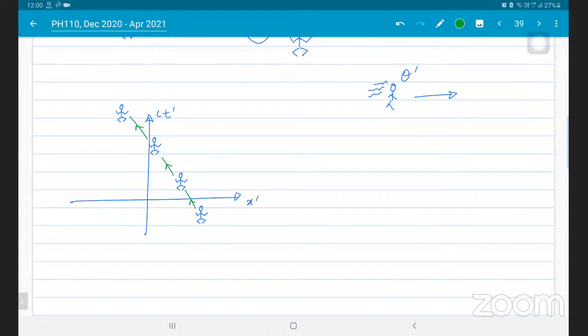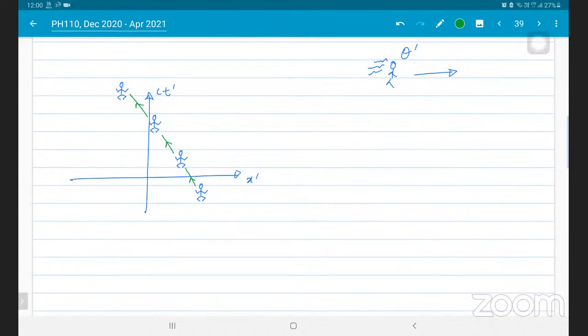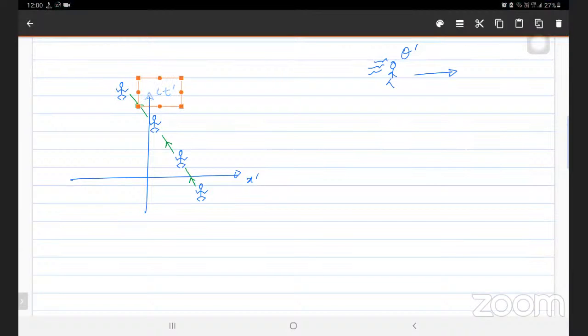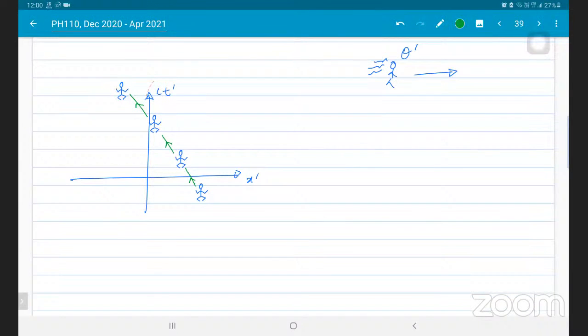Okay, sir. Sir, why isn't the runner moving vertically with respect to time? The runner is moving vertically. This is the runner, this vertical axis. Any line that goes vertically up in this space-time diagram represents the runner's world line. Right? Yes, sir. How do we get that exact line equation, sir?